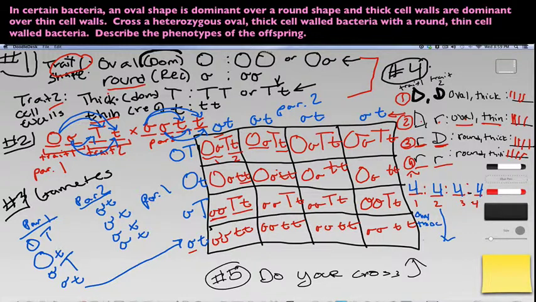Number 2 is oval and thin. Number 3 is round and thick. And then number 4 is round and thin, recessive for both.